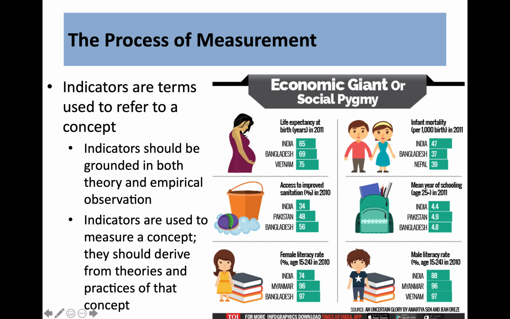What do we look at? Do we look at infant mortality rate? Do we look at access to improved sanitation, life expectancy at birth, mean years of schooling? Are these what we're looking at when we're trying to determine whether a country is an economic giant or a social pygmy? Female literacy rates, as you can see, India has a female literacy rate of 74. Myanmar has 96 and Bangladesh 97. Male literacy rate 88, 96 and 97.